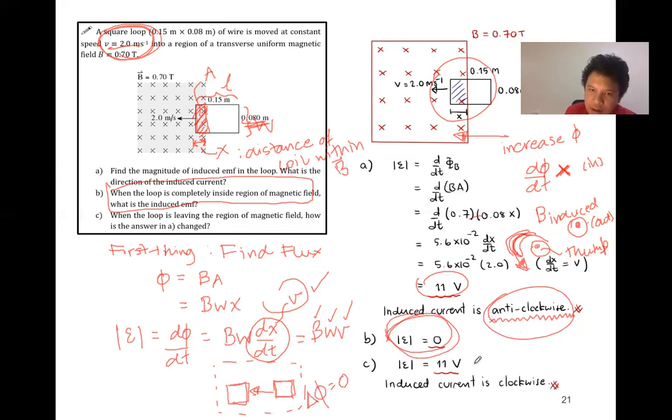For part C, when the loop is leaving the region, you are going to see that this area A becomes smaller. When the area A becomes smaller, the flux is decreasing. So when the flux is decreasing, applying the same rule, you should get the answer that is opposite to A.